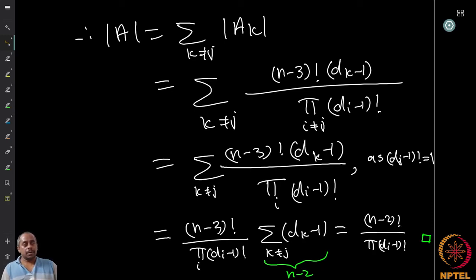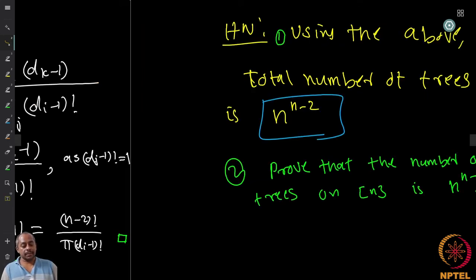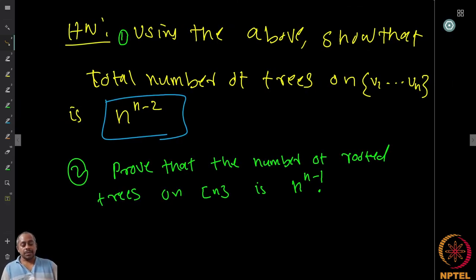Now, since we have this, we can use this to find the number of all trees on K_n, because for each degree sequence, now we know how to find it. So you can sum over all of these and we can get the total. So that is a homework for you, right? Show that the total number of trees on v_1 to v_n is n raised to n minus 2 by using the above result, that for a given degree sequence we have (n-2)! over the product of (d_i - 1)!. So that sum should be equal to n raised to n minus 2, right? So show this by using the previous result.